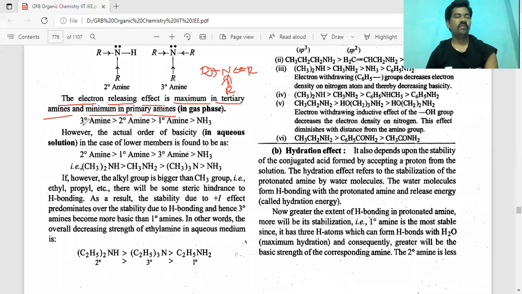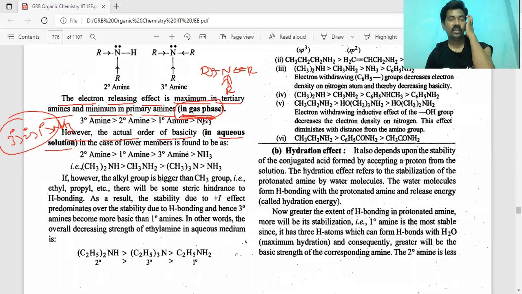So what is the order here? Tertiary, then secondary, then primary amines, and least ammonia, NH3. This is in gas phase, and you should remember this point. However, the actual order of basicity in aqueous solutions is: first secondary amine, then primary amine, tertiary amine, and least ammonia.